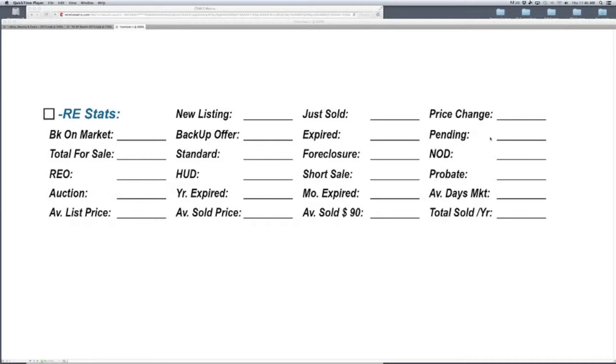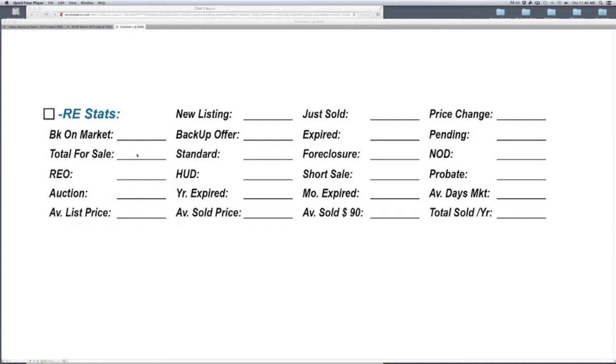Pending. How many of my active sales have actually gone into escrow? They're no longer accepting backup offers, but now they're technically off the market because they're in escrow. So that number is going to go here in the pending. Okay, now here's my next main category. How many in my whole valley, my whole geographical area, are for sale in total? In Santa Clarita Valley, as of today, the beginning of March 2015, I have approximately 517 active listings for sale right now. So that number is going to go here.